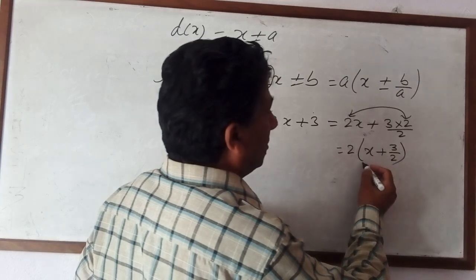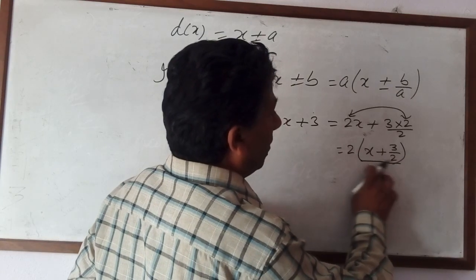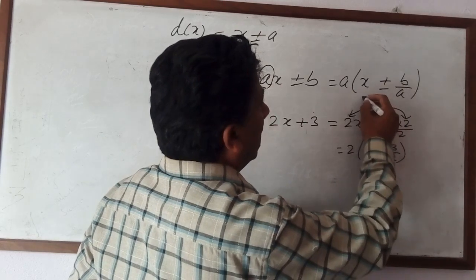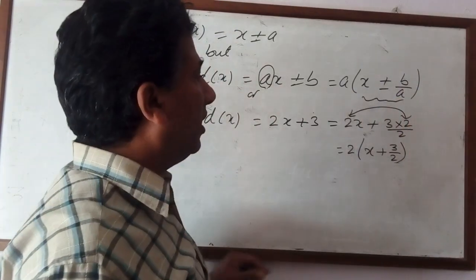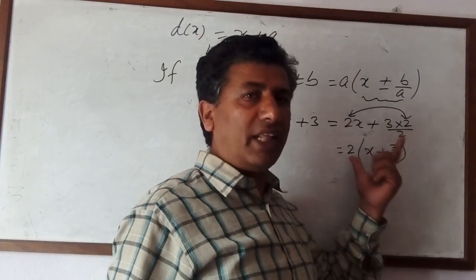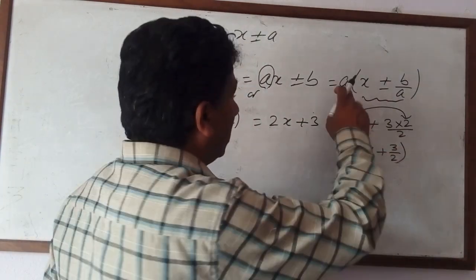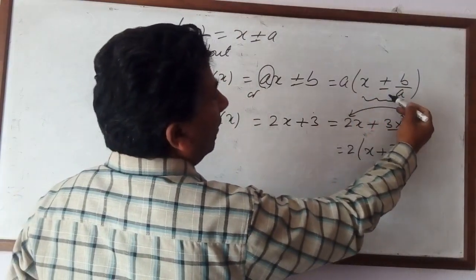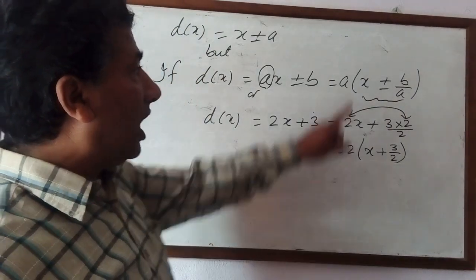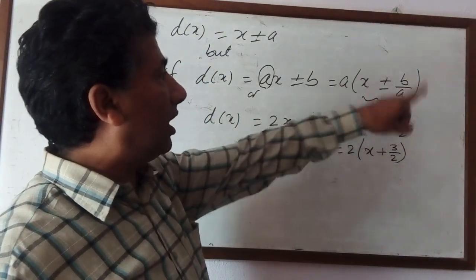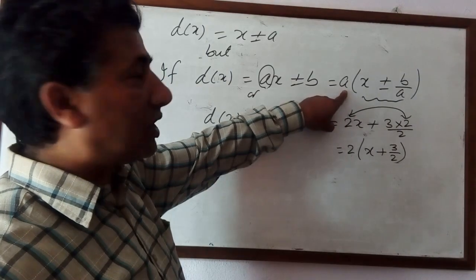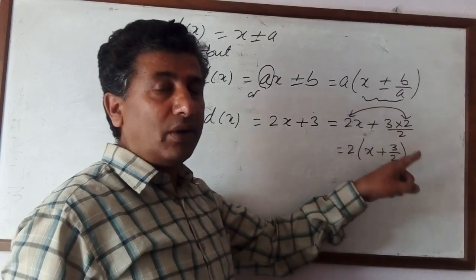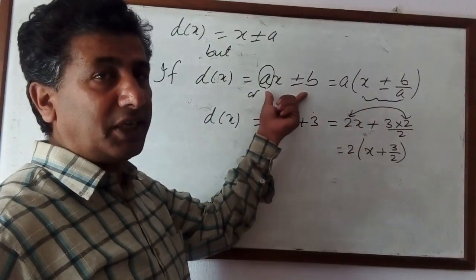When we use synthetic division, first divide only. First find the quotient, dividing the polynomial by this x plus or minus b by a. It means x plus or minus 3 by 2, like that. After dividing, when you use synthetic division, we will find the quotient for x plus or minus b by a. After finding the quotient of this one, next, again we have to divide that quotient by this a also. It means by this 2 also, to find the quotient of ax plus or minus b.